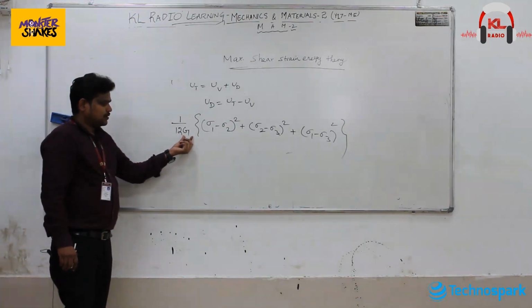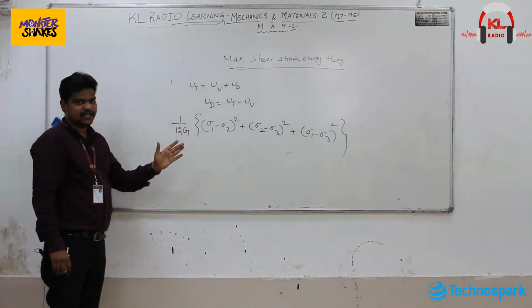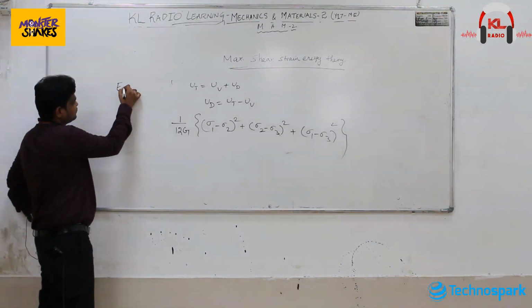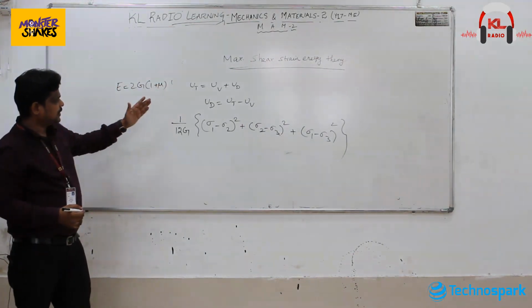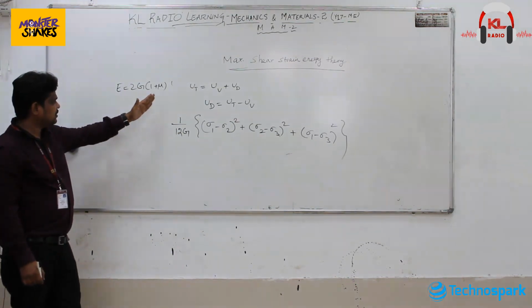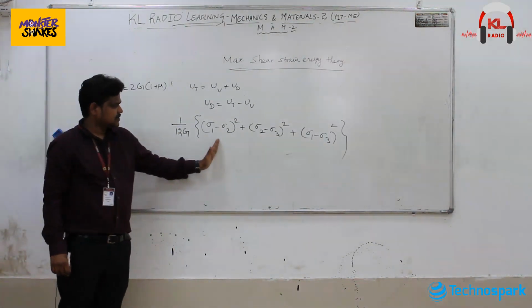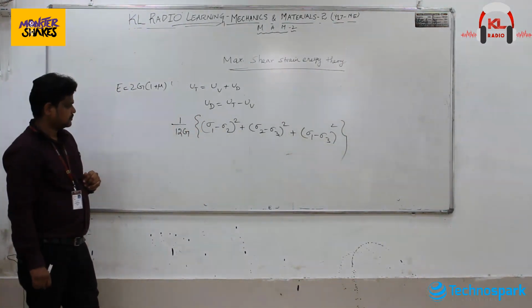Here G is the shear modulus, where E is the Young's modulus. They have the relation E is equal to 2G into 1 plus Poisson's ratio, so I deduce E to reduce the equation, which comes to E equal to 2G into 1 plus mu. I'll summarize the equation as this. This is the total distortion energy.